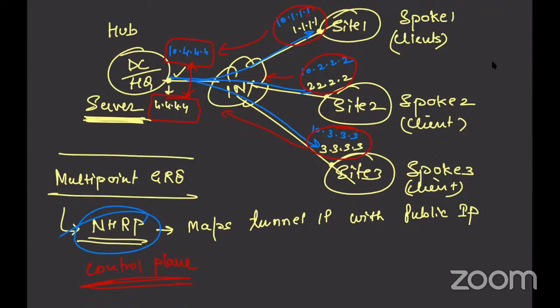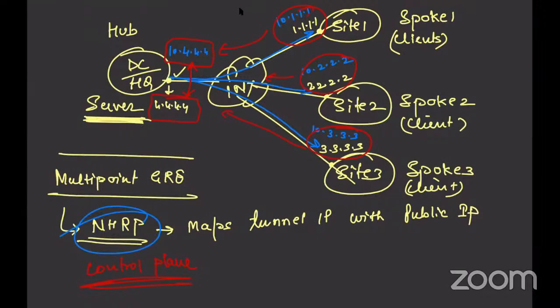So I hope that is clear. Does anyone have any doubt or any question till this part? The tunnel IPs are in the same broadcast domain, right? Or the same subnet. Yes. Otherwise, it's not going to work.